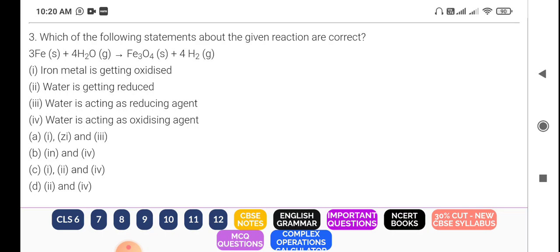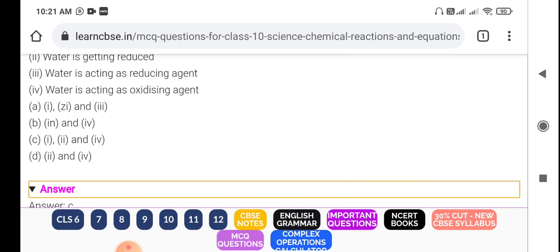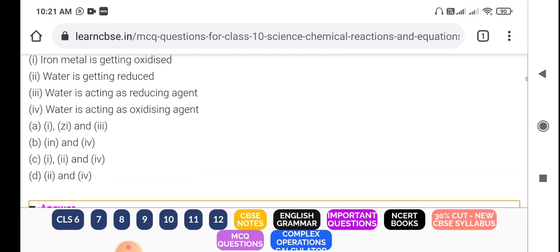Okay, what is special in the third multiple choice question? Here the equation is given. We have to find out which one is correct. Four statements are given. Which statements are correct for this equation? Here are the options: A, first, second, and third; B, first, second, and fourth; C, first, second, and fourth; D, second and fourth. So here the answer is C. The first, second, and fourth are correct.